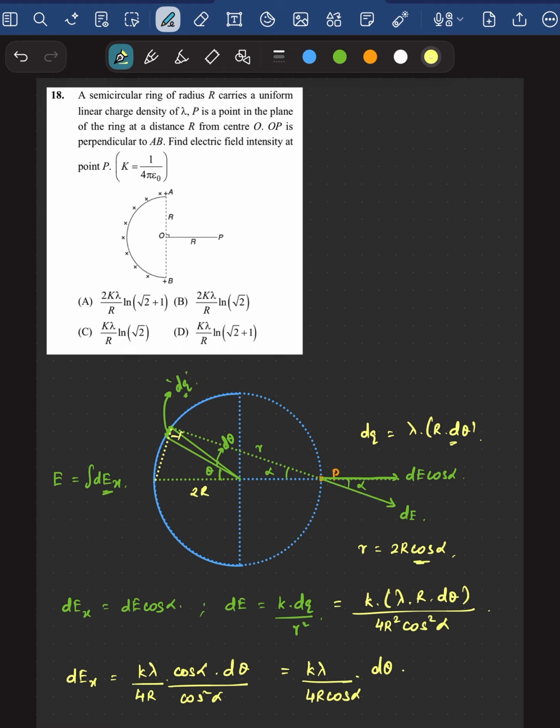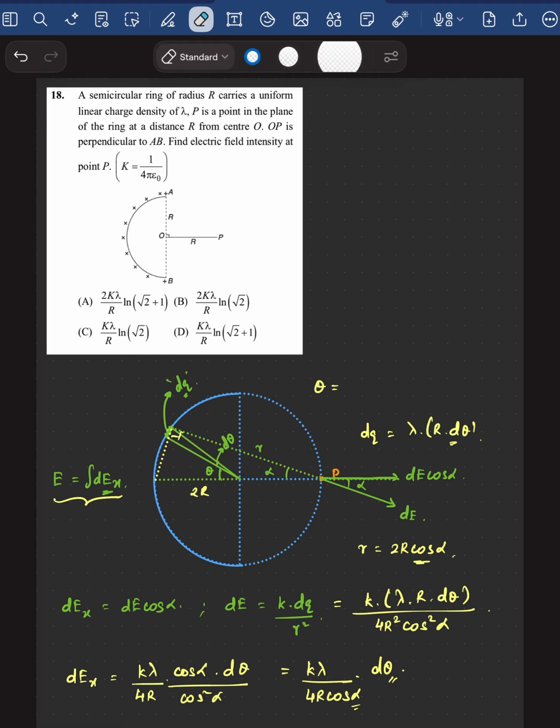And now I need to integrate all these x components of field to get the total field. But you notice I've written alpha here, and the integration should be done with respect to theta. So there's a relation between alpha and theta over here as well. That is another rule of geometry: the angle subtended by an arc at the center is equal to twice the angle subtended by the arc at any point on the circle. So here the relation is that theta is equal to twice of alpha.